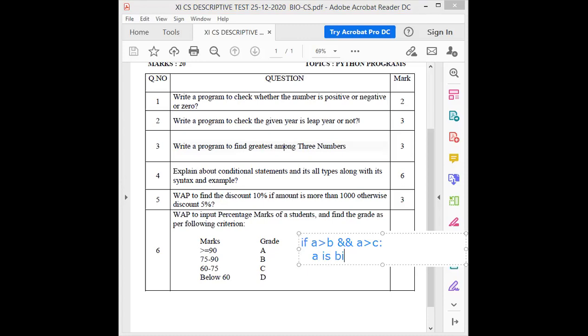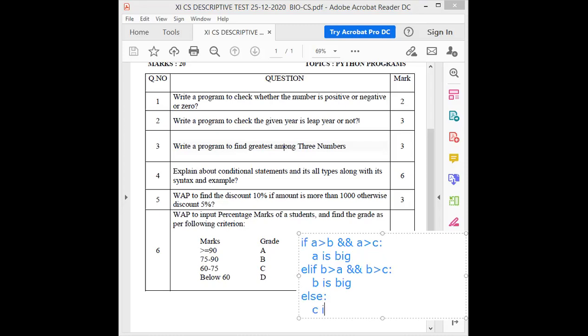If it is not satisfied, you can also give an else if condition. If it is not satisfied, either b or c will be big. That we have to check here: b greater than a and b greater than c. This is another kind of implementation. If it is satisfied, you can say b is big. Otherwise, if both conditions fail, definitely we can say c is big.